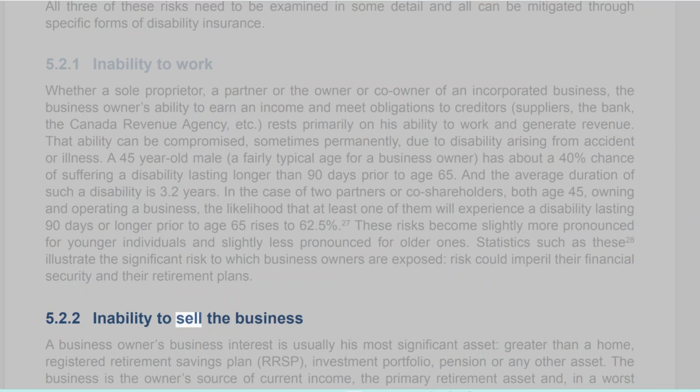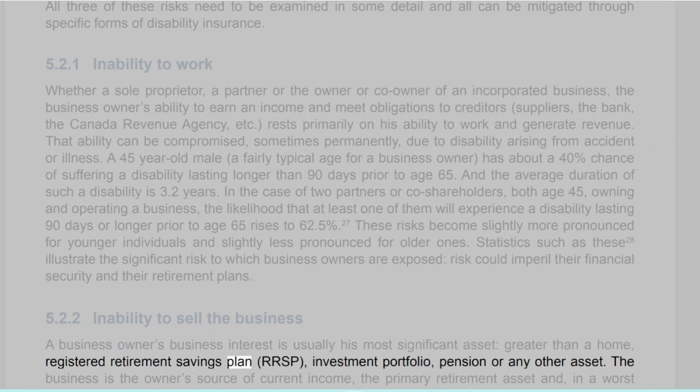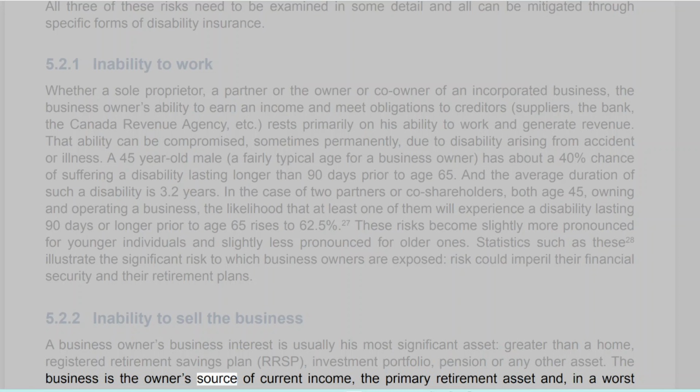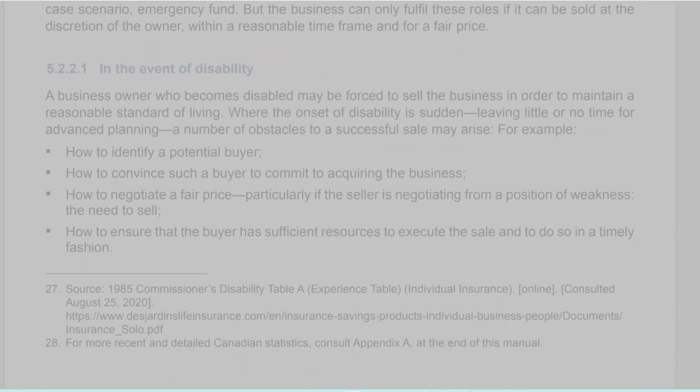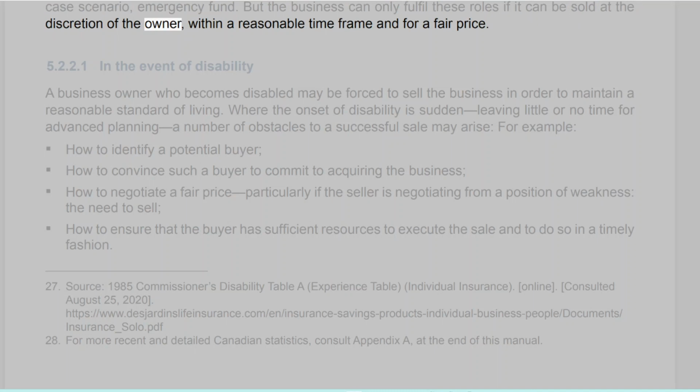5.2.2 Inability to sell the business. A business owner's business interest is usually his most significant asset, greater than a home, registered retirement savings plan, RRSP, investment portfolio, pension, or any other asset. The business is the owner's source of current income, the primary retirement asset and, in a worst-case scenario, emergency fund. But the business can only fulfill these roles if it can be sold at the discretion of the owner, within a reasonable time frame and for a fair price.